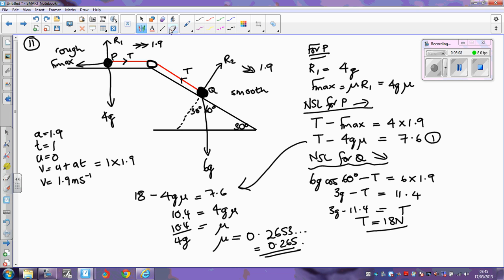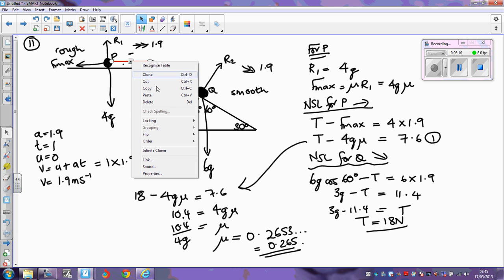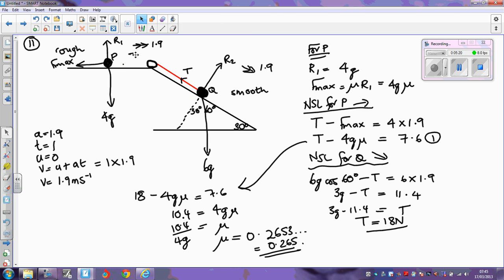I'm just going to show what's happening now. This tension is going to disappear, so let's just remove that. So the tension here now disappears. P is now moving along, initially at 1.9 meters per second, but because the string has now disappeared, that acceleration is going to change. So I'm going to work out the new acceleration of P.